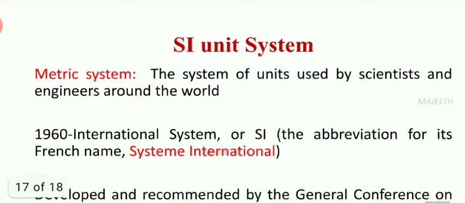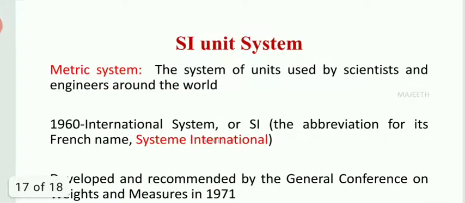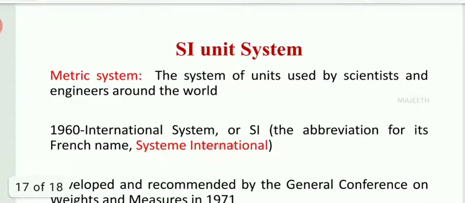So next we study the SI system of units. SI unit system is the metric system. What is metric system? We will see now. Initially we had the metric system only, right? This system of units is used by scientists and engineers around the world.